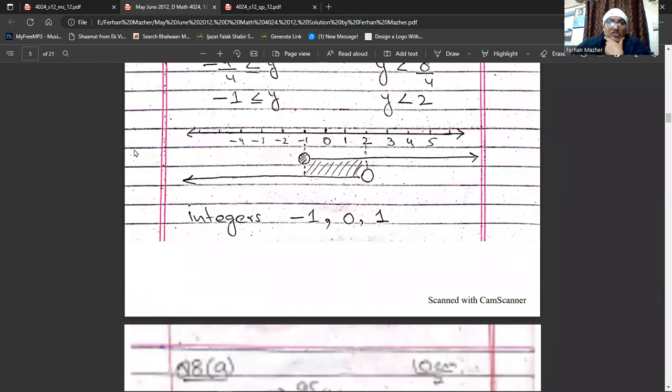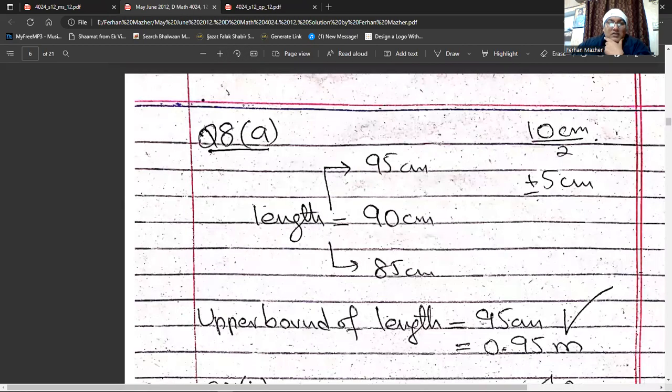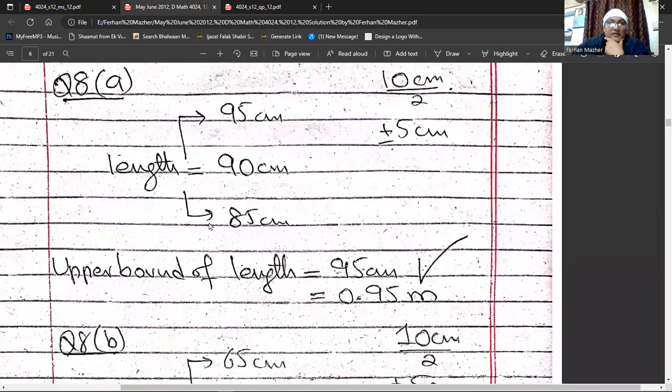Okay. So question number 8, A part. 10 centimeter divided by 2, you get 5 centimeter. 0.9 meter, I've converted that into centimeter, sorry, and that will be 90 centimeter. When you add 5 to the 90 centimeter, you get 95 centimeter, which is the upper bound. From 90 centimeter, subtract the 5 centimeter, you will get 85 centimeter. That is the lower bound of the length.